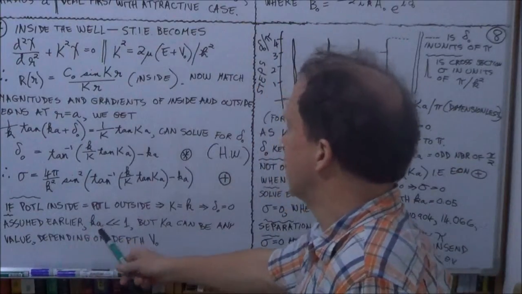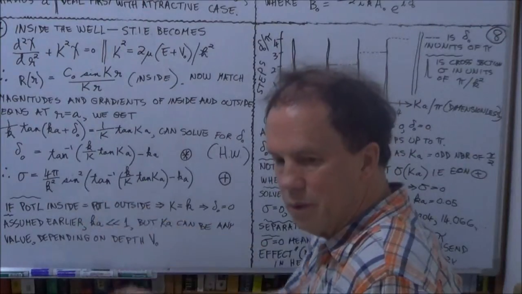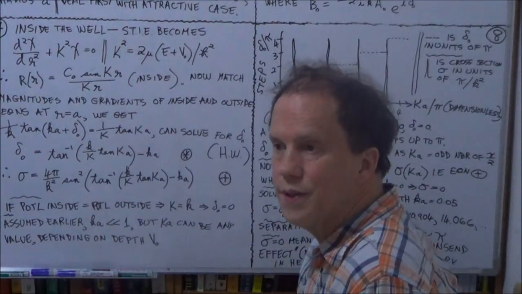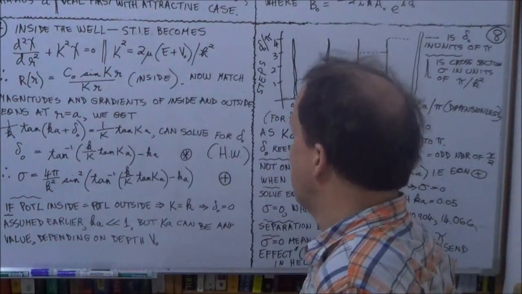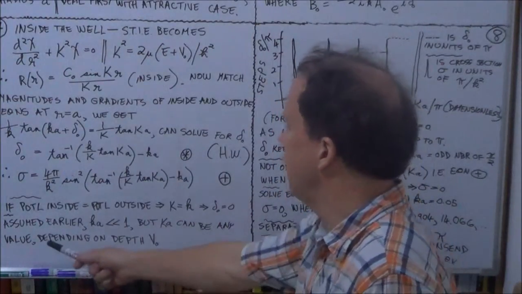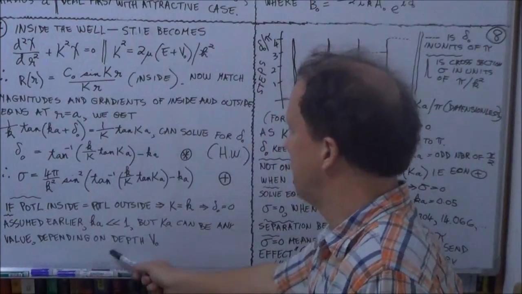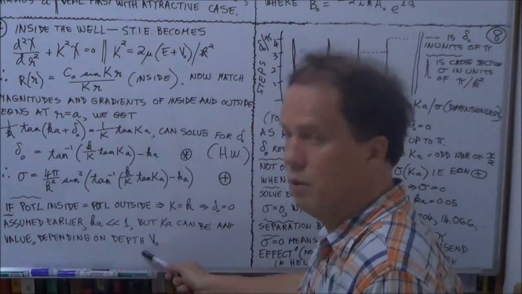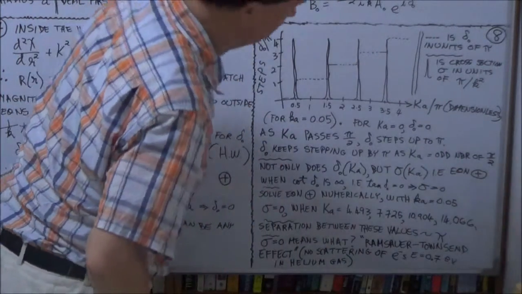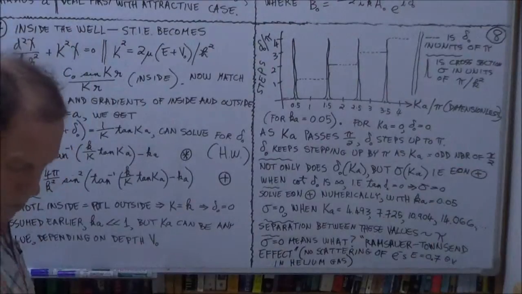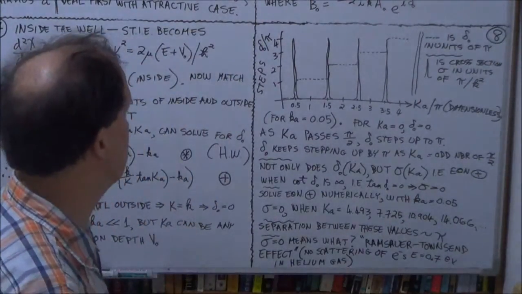Now we assumed earlier that little ka is much less than 1, and from that we got the S wave scattering. That little l was 0. But big Ka can have any value, and that value depends on the depth of your well V0. So now we can start solving numerically some interesting equations.